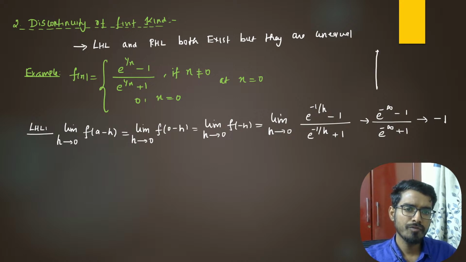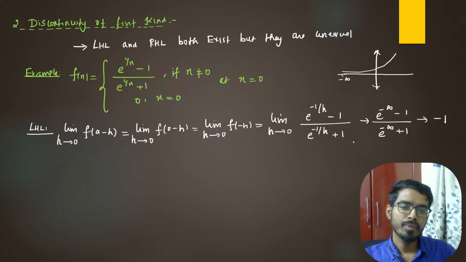So what is the graph of e power x? It will go like this. So when x is tending to minus infinity, the output will tend to 0, right?